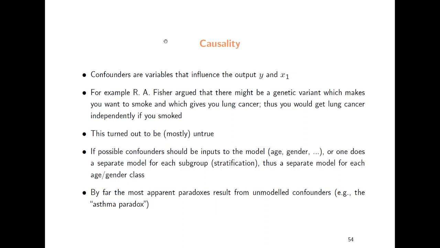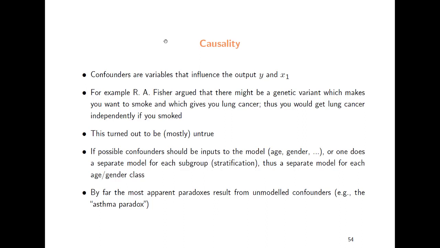For example, the famous statistician Ronald Fisher, who made amazing contributions to statistics, but was also a little bit of a difficult personality, it seems. He was a heavy smoker, and I think he also got funding from the tobacco industry. So he argued for a long time that there might be a genetic variant, a mutation, which makes you want to smoke, and which also increases your chance of getting lung cancer. But given that genetic variant, it doesn't matter if you smoke or not. And his argument is important because that's exactly what we call a confounding factor.